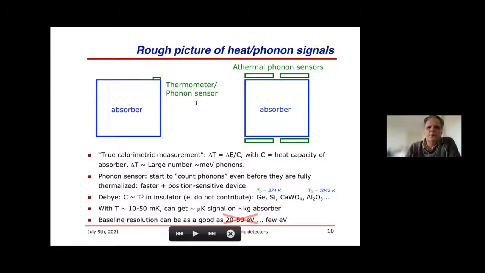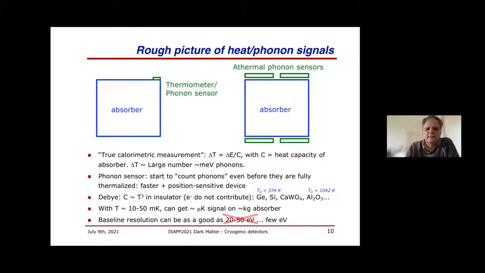But the phonons, I talked about phonons. Phonons are a different kind; we'll come back to that. And you can try to start to count phonons even before they get fully thermalized. One obvious reason you want to do that is that you will get a faster detector. You don't have to wait for the millisecond it takes for the full detector to thermalize. So it's a faster detector. And also you can get a position-sensitive device. We'll come back later to that.